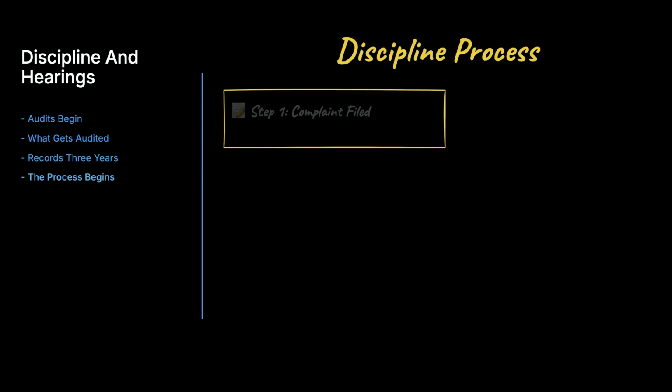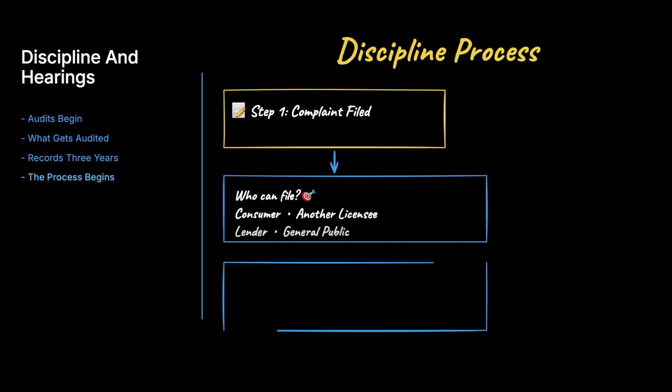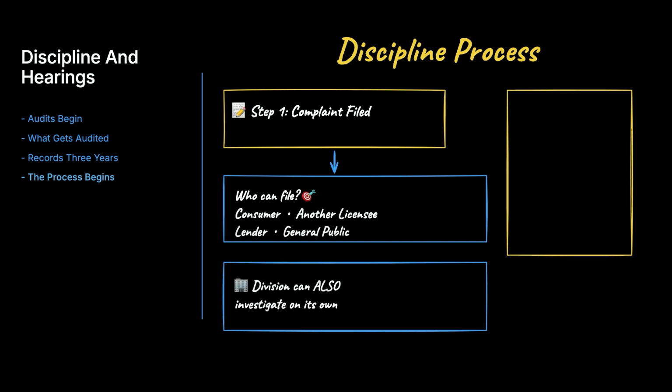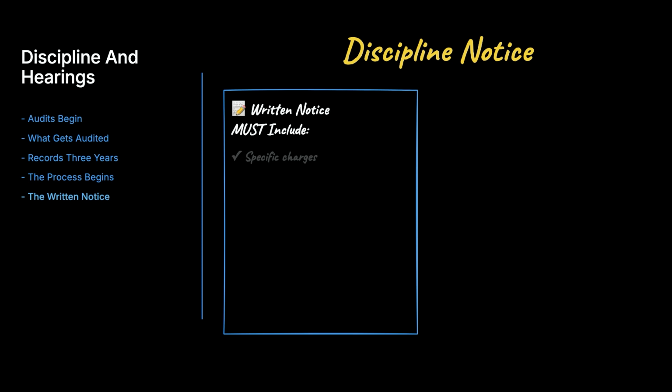Now let's walk the discipline process step by step, because the exam loves testing the sequence. Discipline follows Ohio's Administrative Procedure Act, the same due process framework most Ohio licensing agencies use. It starts with a complaint, and anyone can file, a consumer, another licensee, a lender, or the public. The division can also investigate on its own. If the superintendent proposes discipline, the licensee receives a written notice.